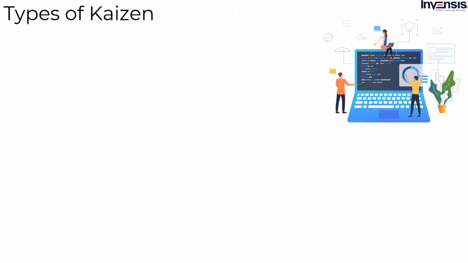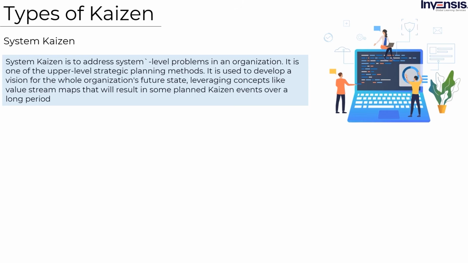The next type of Kaizen is System Kaizen. System Kaizen is to address system-level problems in an organization. It is one of the upper-level strategic planning methods. It is used to develop a vision for the whole organization's future state, leveraging concepts like value stream maps that will result in some planned Kaizen events over a long period. It is in contrast to Point Kaizen, which happens as a result of the identification of a small issue that is resolved in a short period. Systems Kaizen identifies areas to use process Kaizen. Executing system-level Kaizen requires long-term coordination of multiple interrelated Kaizen events.